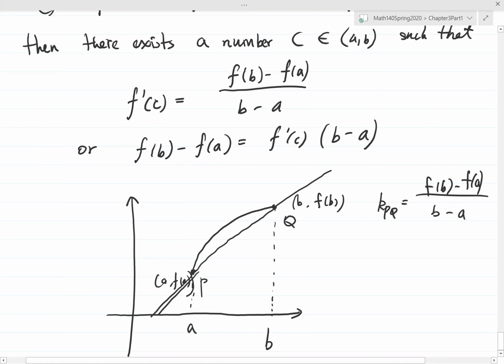So we have the line PQ. Now if you rotate a little bit, this is actually similar to Rolle's theorem. If you rotate a little bit, this will be horizontal. So this gives us the comparison with Rolle's theorem.